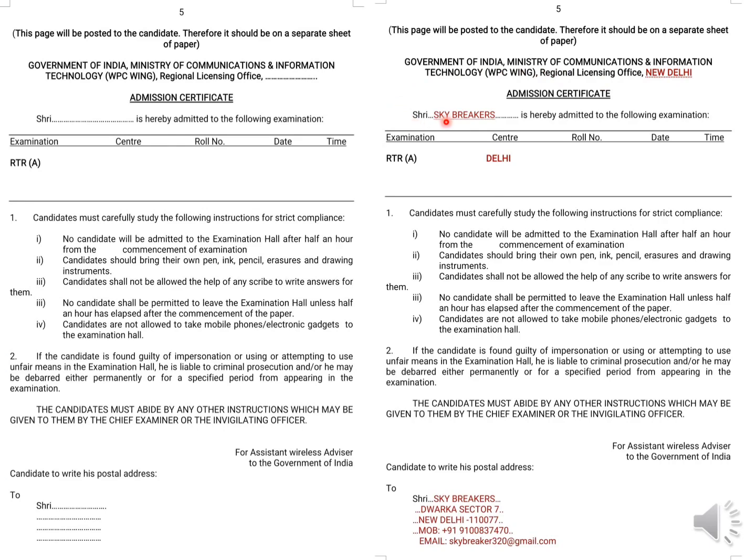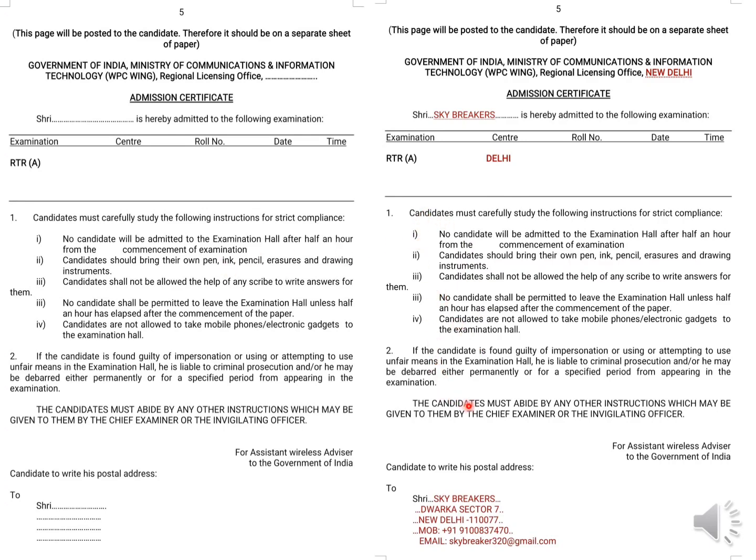Next, you need to write your name and the examination RTR(A) center where you are writing the exam. For example, Delhi or Mumbai or Hyderabad. You need to write which center you are going to write the exam. The roll number, dates and time are not required to be mentioned here. Just go through the instructions which are given here.